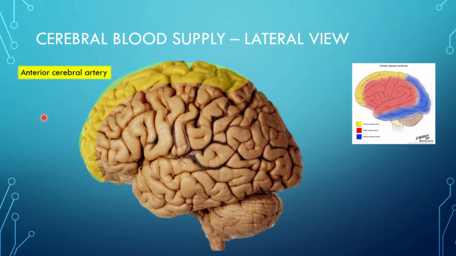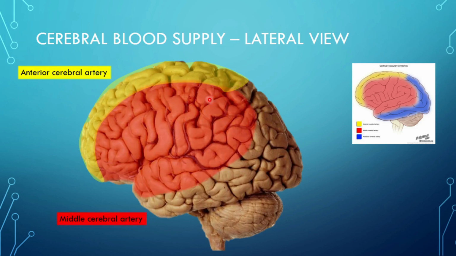So firstly, we have the anterior cerebral artery, and if we look at a lateral view from the brain, this is a lateral view of the left cerebral hemisphere, anterior over here, posterior over here, superior and inferior. So the anterior cerebral artery supplies this relatively thin strip of cortex on the superior lateral aspect of the brain. And the anterior cerebral artery is a branch of the internal carotid.